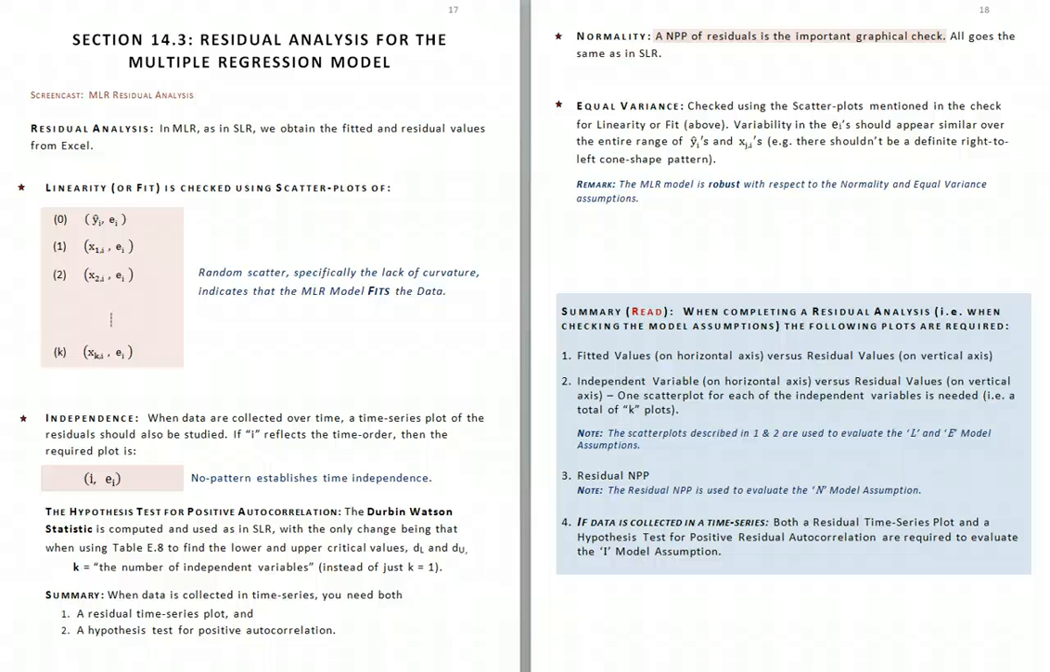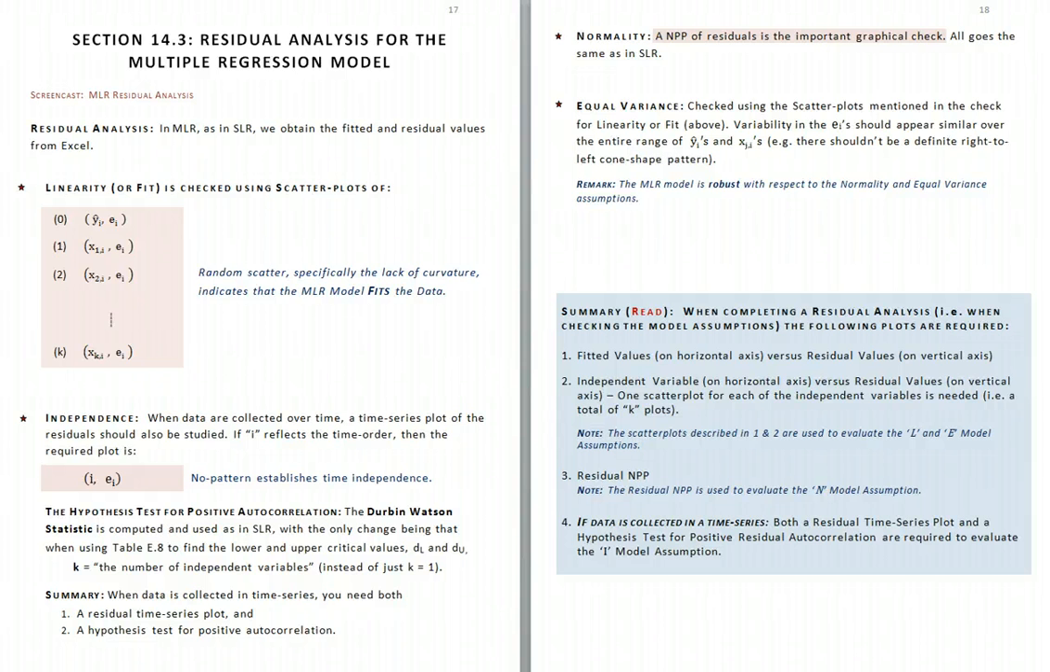This screencast is about checking the multiple linear regression model assumptions, called residual analysis. The multiple linear regression model assumptions are the same as for simple linear regression: LINE, linearity, independence, normality, and equal variance.